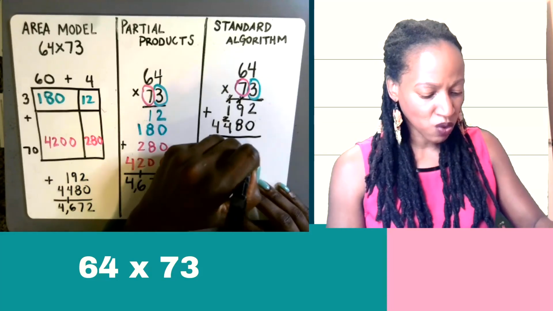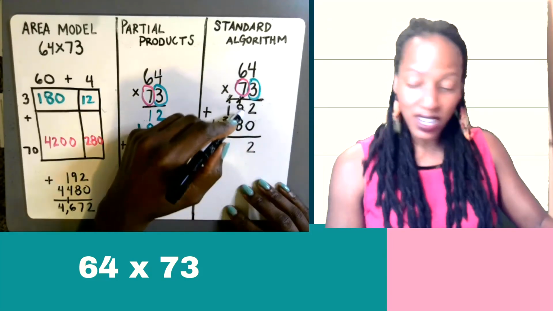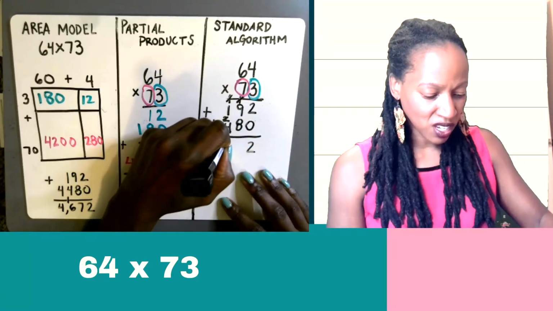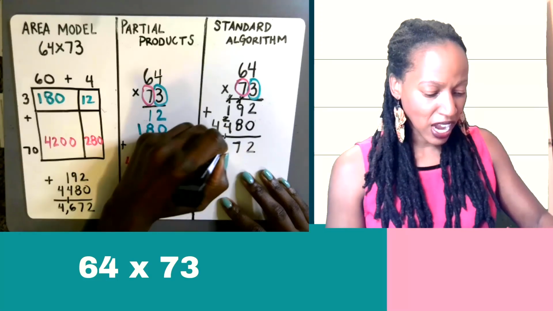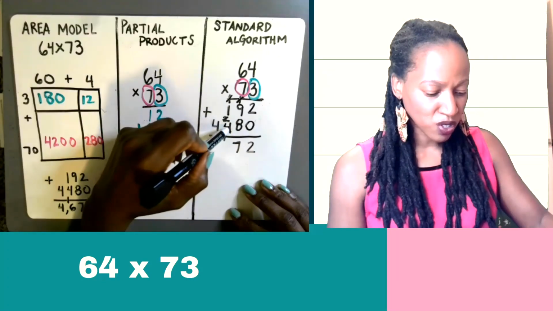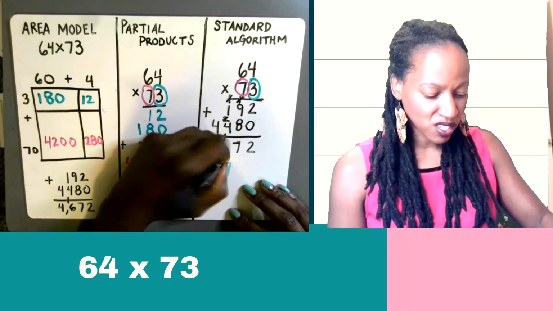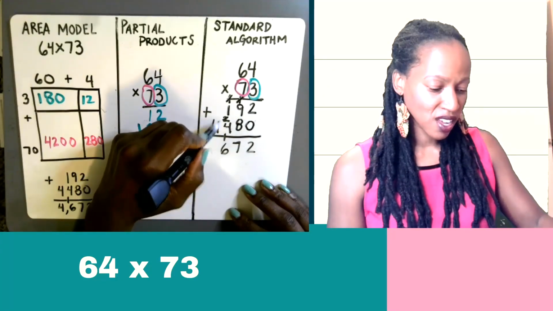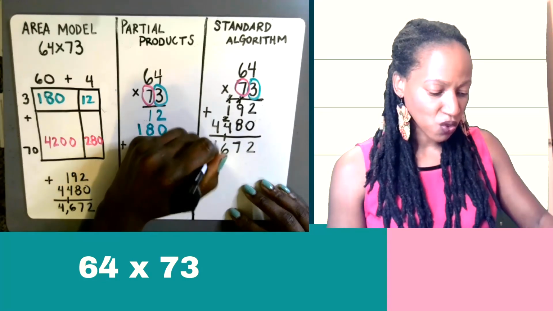Now to finish up, I'm going to go ahead and add these together. 2 ones plus 0 ones gives me 2 ones. 9 tens plus 8 tens gives me 17 tens. I bundled my 1 hundred over here to the hundreds. Now I have 100 plus 400 plus 100 gives me 600s, and 4,000s plus 0 thousands gives me 4,000s.